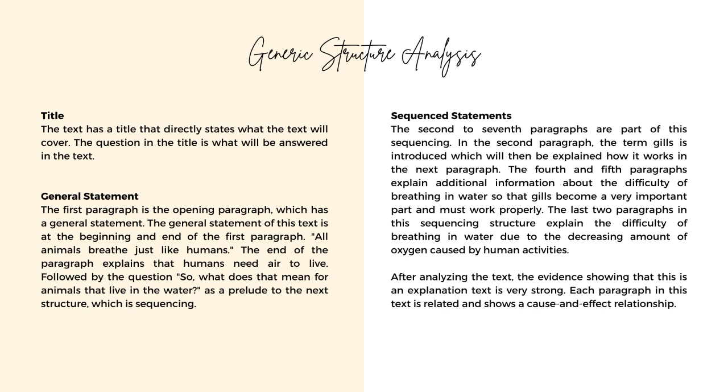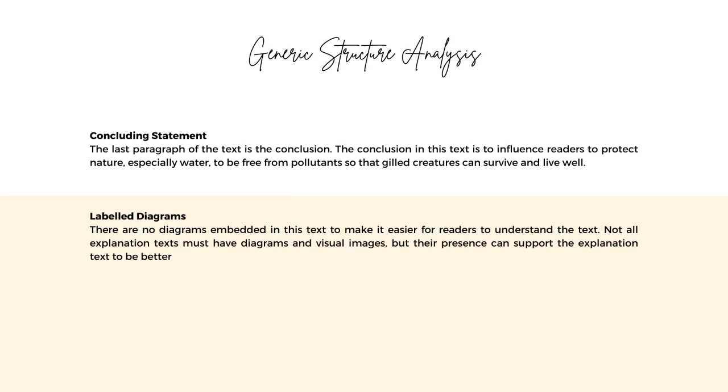After analyzing the text, the evidence showing that this is an explanation text is very strong. Each paragraph in this text is related and shows a cause and effect relationship. Next, there is the concluding statement. The last paragraph of the text is the conclusion. The conclusion in this text is to influence the reader to protect nature, especially water, to be free from pollutants so that gilled creatures can survive and live well.